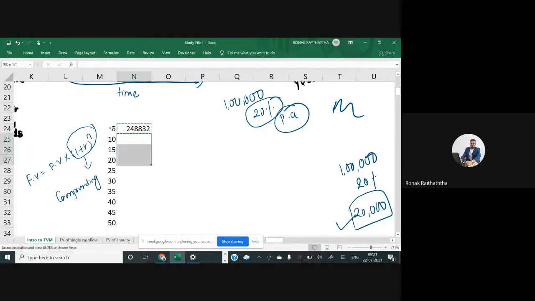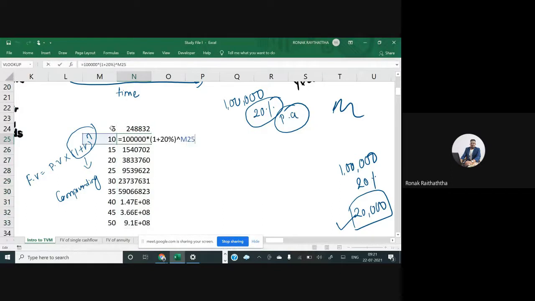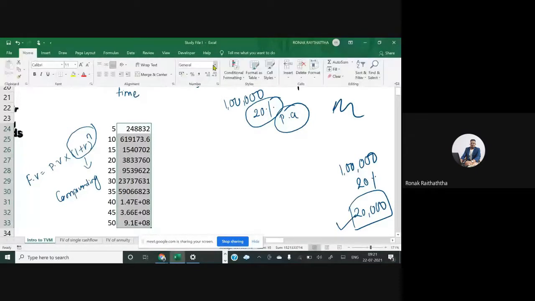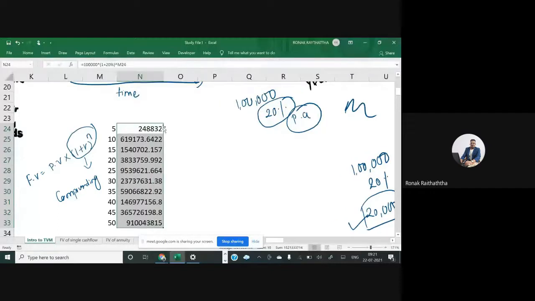Let me extend this formula. I'm using relative referencing, so automatically Excel will be taking 10 years, 15 years, 20 years, 25 years and so on. And I can see that my money is growing exponentially, and it is growing like anything. Now try to identify what addition is taking place. From 5 to 10 years, it is adding somewhere near 3 to 4 lakh rupees.